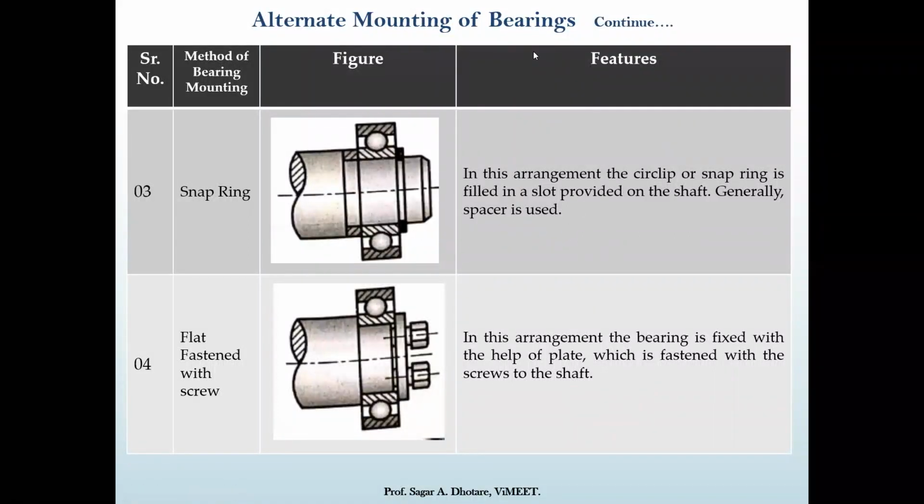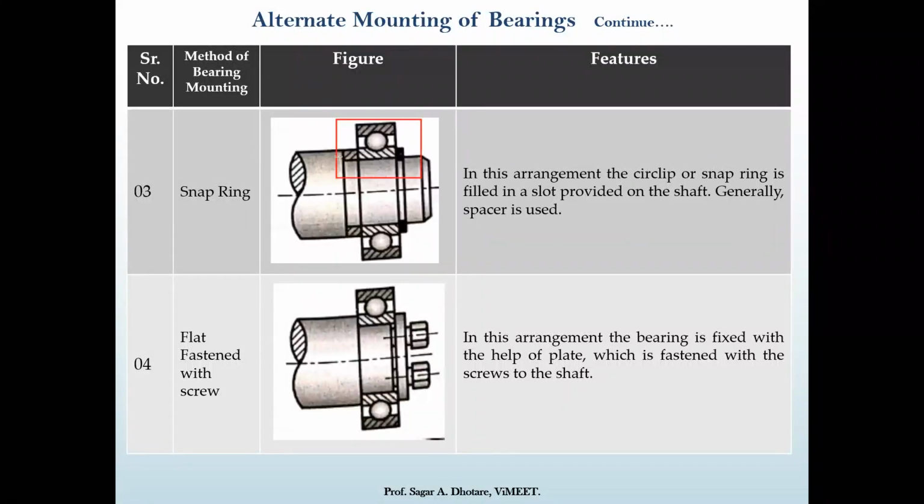Third one is a snap ring. With the help of it, after the spacer in this arrangement, rather than using a lock nut, we are using a circlip or a snap ring, which can hold the position of the ring.